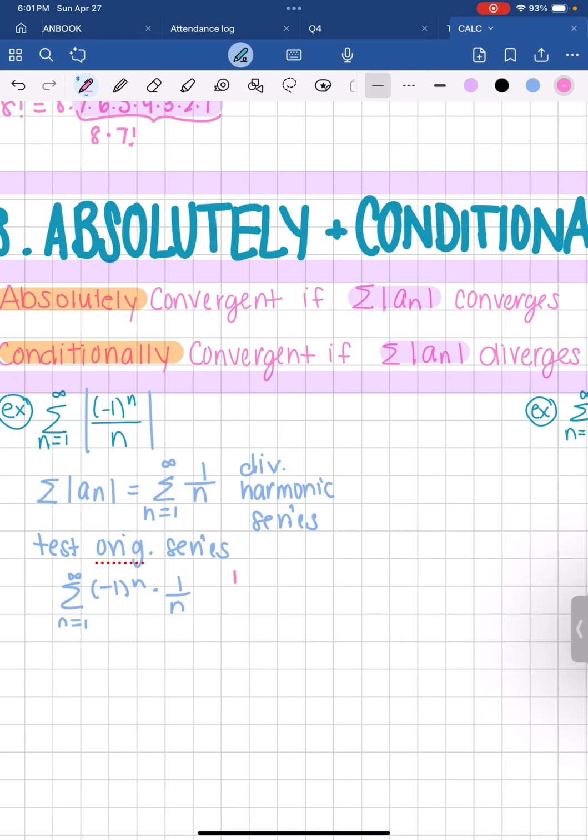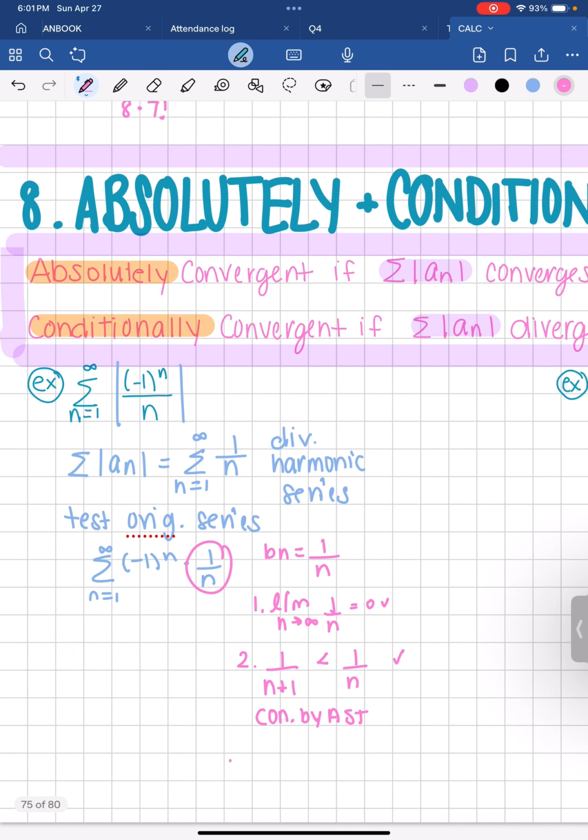So step 1, we need to identify b sub n. It's what's attached to the negative 1. We're going to take the limit of that as n approaches infinity. Make sure we get 0. We do. And now the next step is we're going to want to show that we are decreasing. So we're going to show that 1 over n plus 1 is less than 1 over n, which is true. So we converge by the AST, which means we are conditionally convergent.